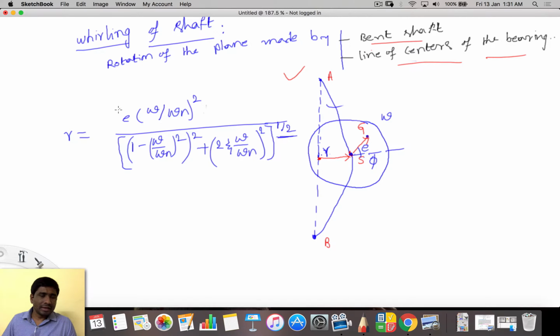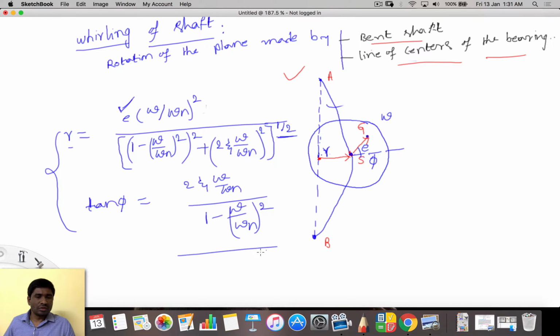This means here E is always leading the R with some quantity, and from the force vibration analysis, here we can write the phi also. So here tan phi, if you can recollect from the previous session, tan phi would be... these two equations are important to solve the problem.